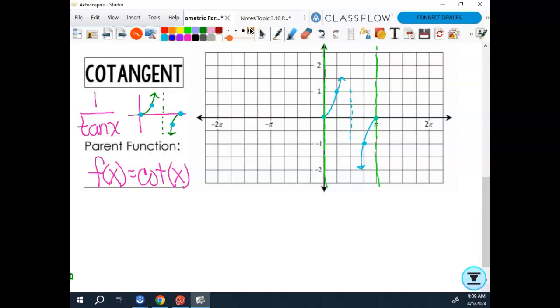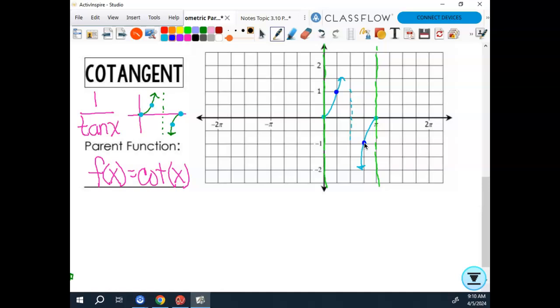What's the reciprocal of 1? 1. What's the reciprocal of -1? -1. Okay, now here's where things might get a little tricky. Just verbiage. This right here for tangent at pi halves is undefined. The reciprocal of undefined is undefined because you can't take the reciprocal of anything that's not defined. Does that make sense to you? Like, technically that's what's happening.